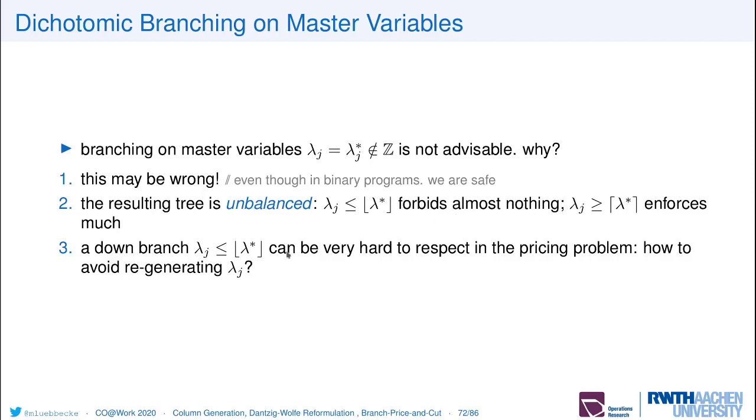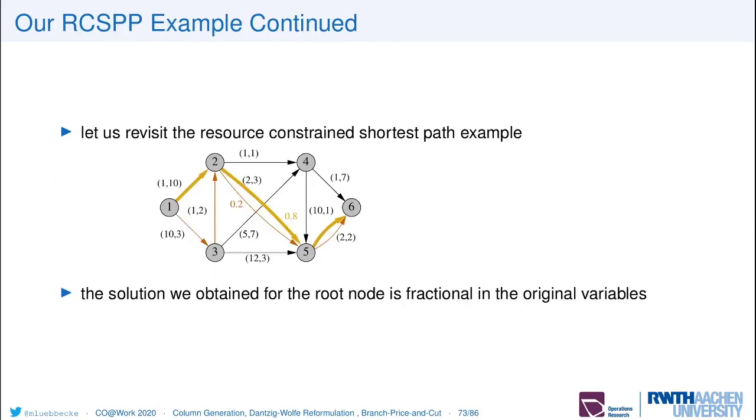And you don't know how to respect a forbidden certain configuration in your pricing problem, because the pricing problem must be forbidden to regenerate that particular configuration that you have forbidden. And typically this is not so easy to do. So we would not branch on the master variables unless there are certain branching rules which exploit certain strategies and certain problem structure, and they branch also on combinations of master variables, but we will not talk about this here.